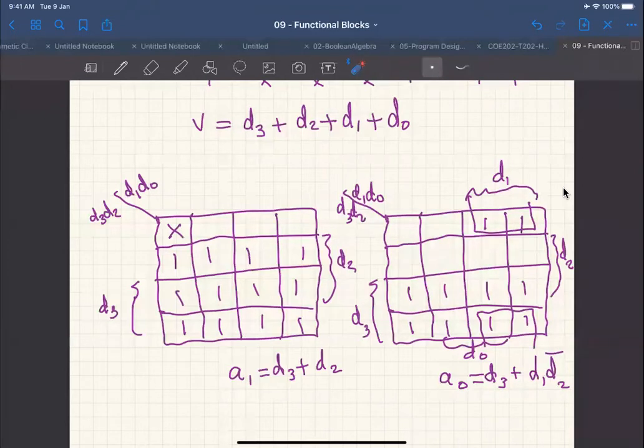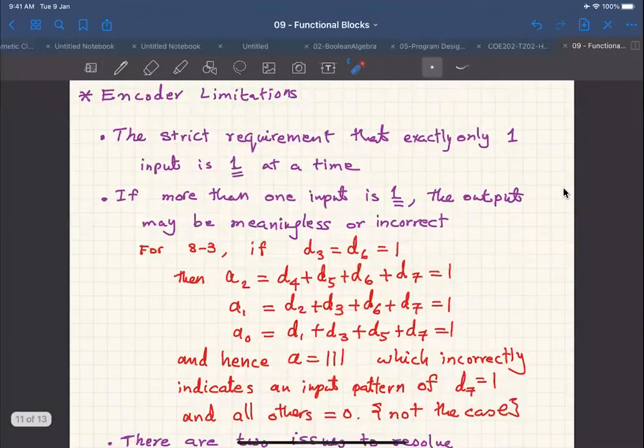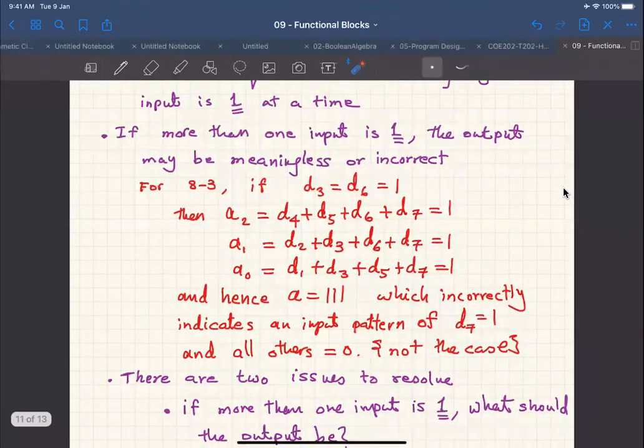Yeah, so did you understand the limitations of the normal encoder? Did you understand the limit? Yes. Yeah, so the priority encoder helps us fix these limitations, okay?